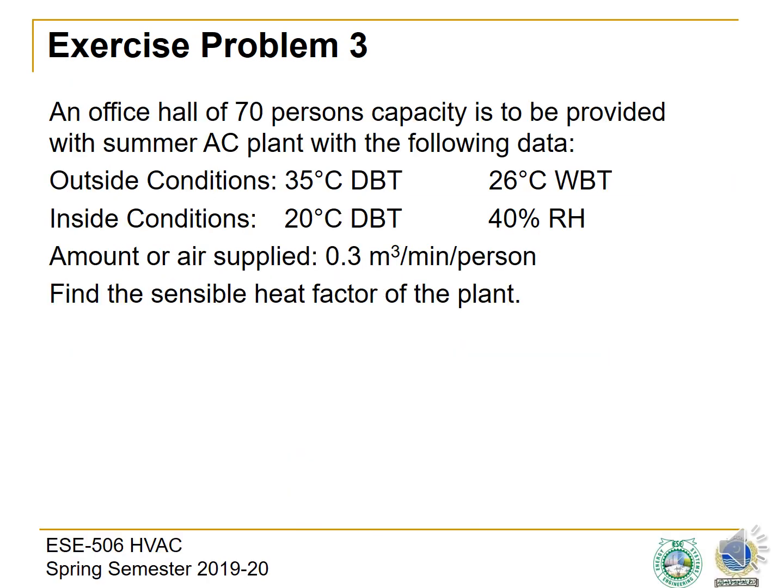Exercise problem 3. An office hall of 70% capacities is to be provided with summer AC plant with the following data. Outside condition 35 degrees Celsius dry bulb temperature and 26 degrees Celsius wet bulb temperature. Inside condition 20 degrees Celsius dry bulb temperature and 40% relative humidity. Amount of air supplied 0.3 cubic meters per minute per person. Find the sensible heat factor of the plant.